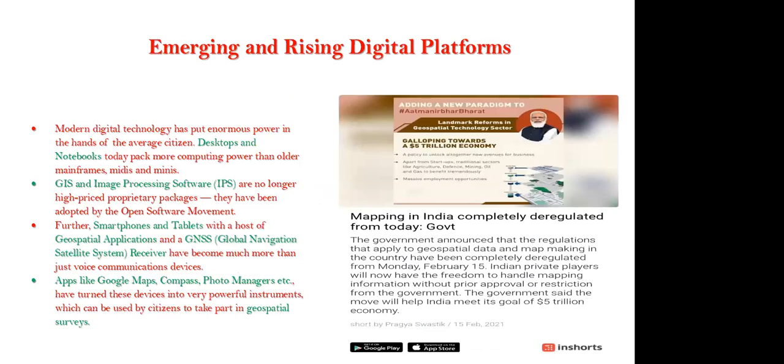The Government of India completely deregulated on February 15th, 2021. This is very important because GIS and image processing software are no longer high-priced proprietary software. They have been adopted by open software management. Apps like Google Maps, Compass, photo managers, etc., have turned these devices into very powerful instruments which can be used by citizens to take part in geospatial surveys.